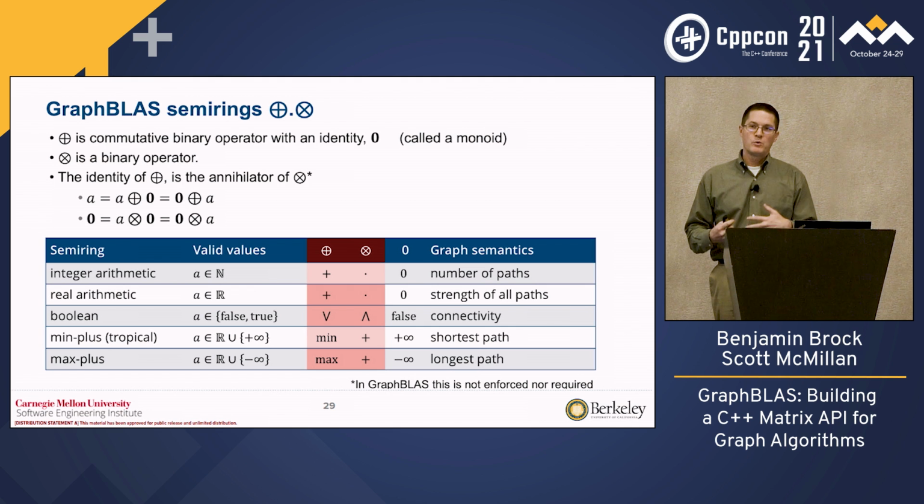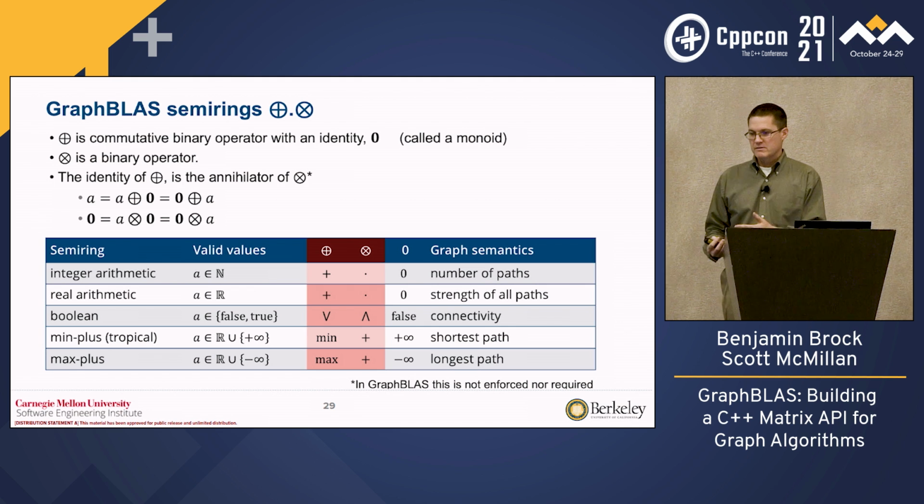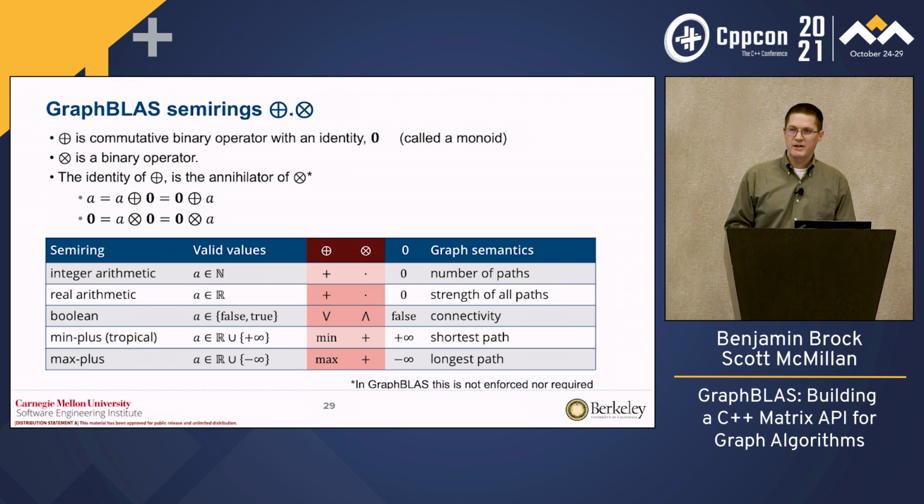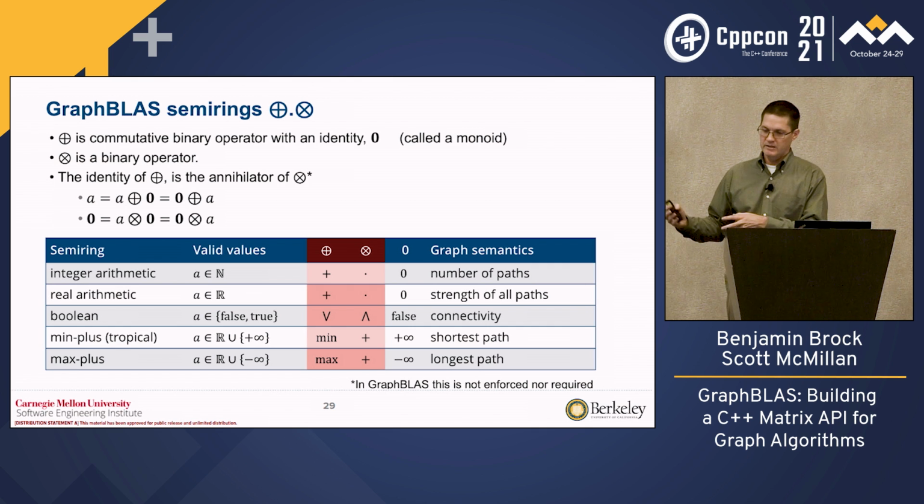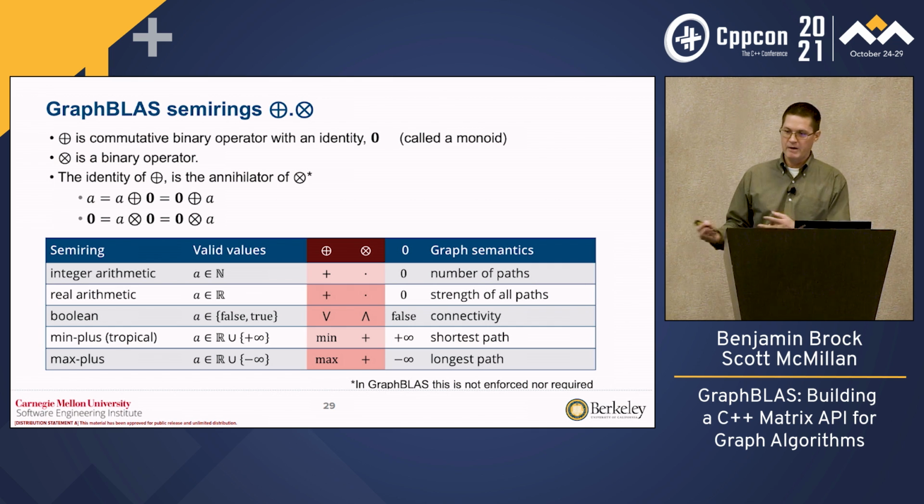And if you want nice mathematical properties, the identity, the zero of the plus, needs to annihilate in multiplication. So identity means a plus the zero gives you a back. And annihilation means a times the zero gives you zero back.